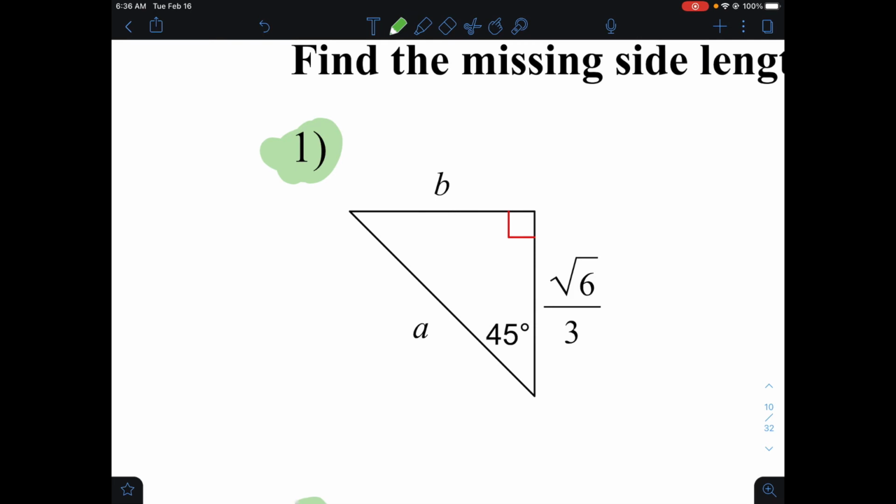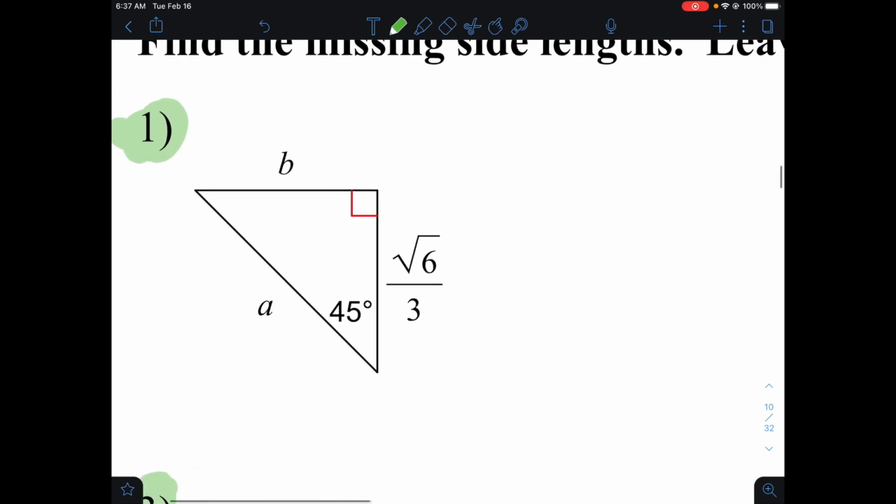So did they give you a leg or a hypotenuse here? Is this a leg or a hypotenuse? So they gave us a leg here. So if we look at our notes, what do we have to do? If they gave us a leg, do we have to multiply by root 2 or divide by root 2? We have to multiply by root 2. So we're going to say root 6 divided by 3 times root 2.